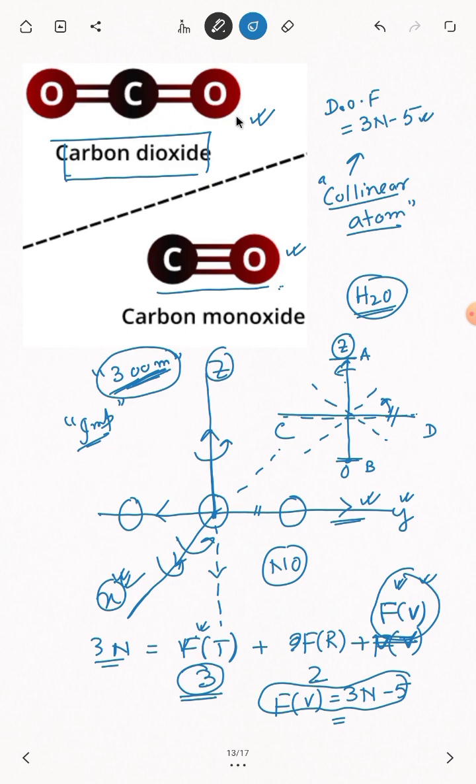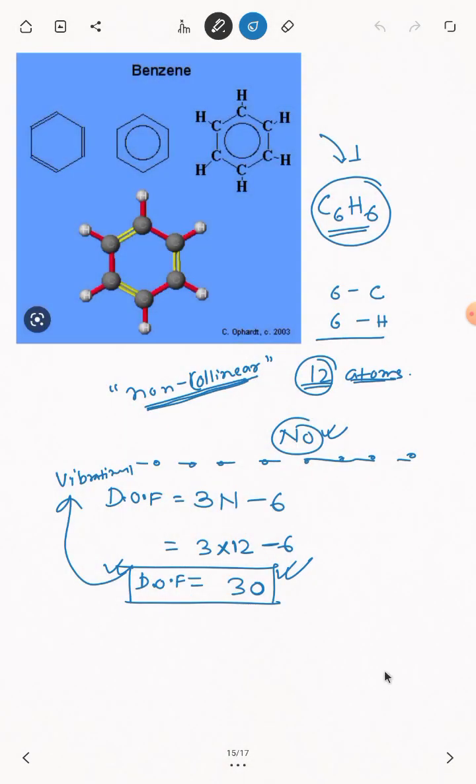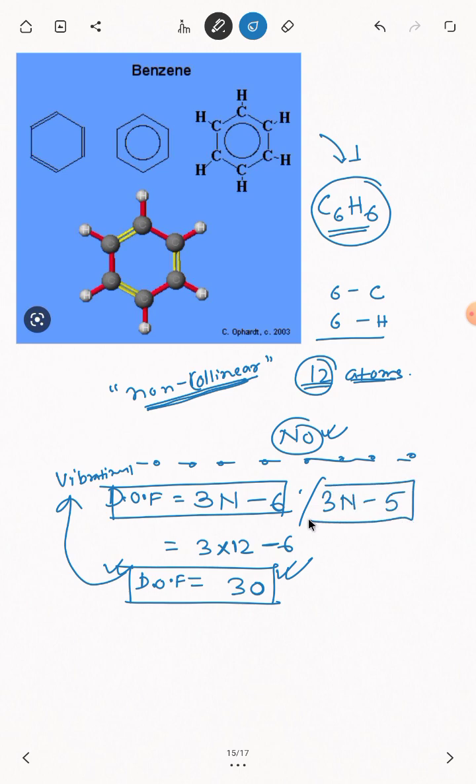So for carbon dioxide, what will it be? How many atoms are there? 1, 2, 3. So here 3 into 3 minus 5, that means 9 minus 5, that means 4 will be the result. What about carbon monoxide? This is your homework. I hope all of you can do it. Just put it in this formula. But what is the beauty? The beauty lies in the fact that these two formulas, 3n minus 5 and 3n minus 6, one is for collinear, the other is for non-collinear.